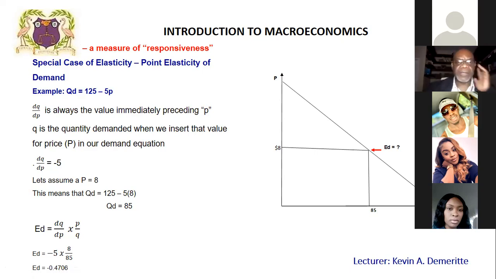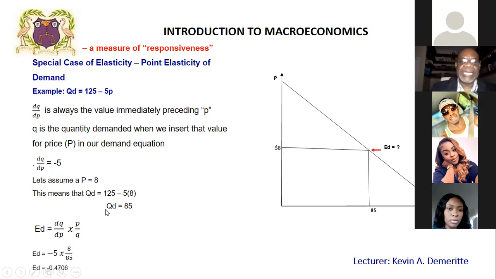If you plug your P equals 8 into your demand equation, you end up with 125 minus 5 times 8. And it gives you 5 8s of 40. 125 minus 40 gives you 85. Easy enough. dQ/dP, we said we just pick it up straight from the equation. We look at the equation and we're looking for the values immediately preceding the P. So we now know dQ/dP is -5. P, they gave it to us as 8, and we worked out the Q to be 85.